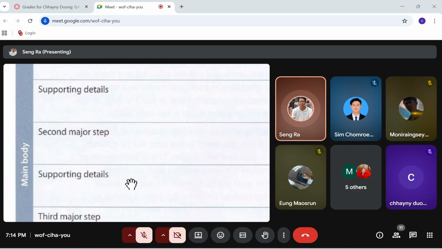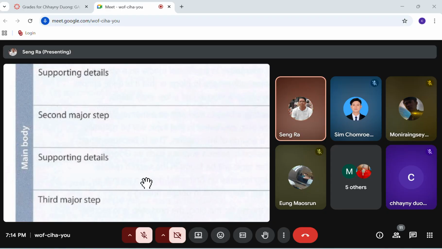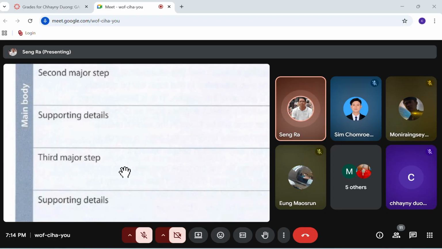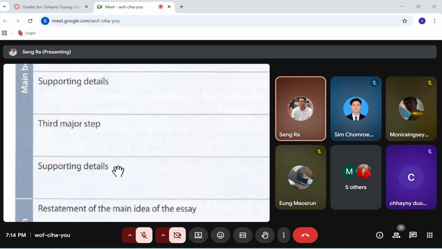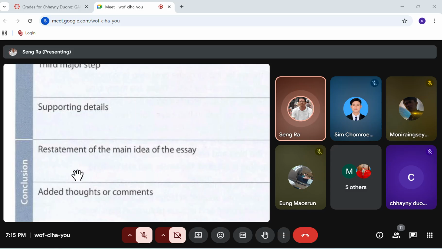And then we have the second major step, and then support your second major step with examples, with explanation, figures, facts. And the third major step, and then you support it. And then you have the conclusion.